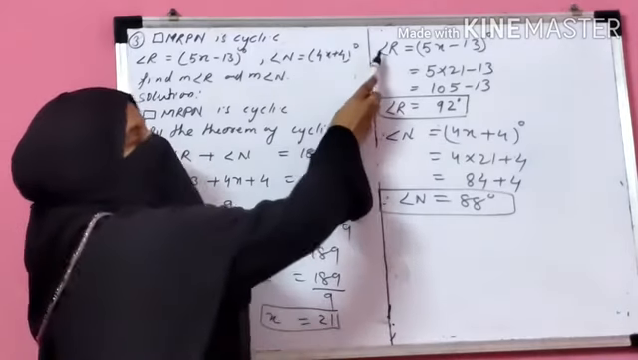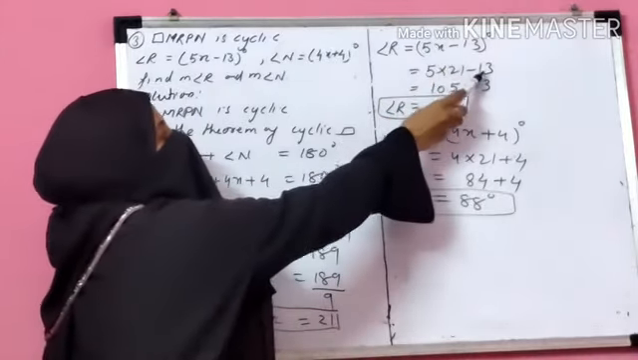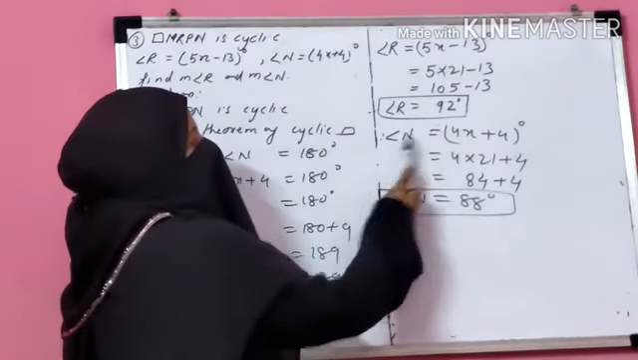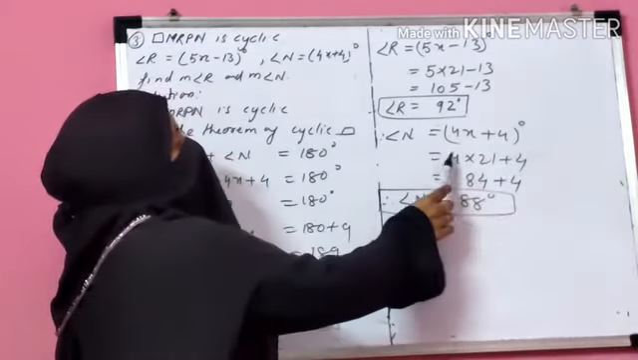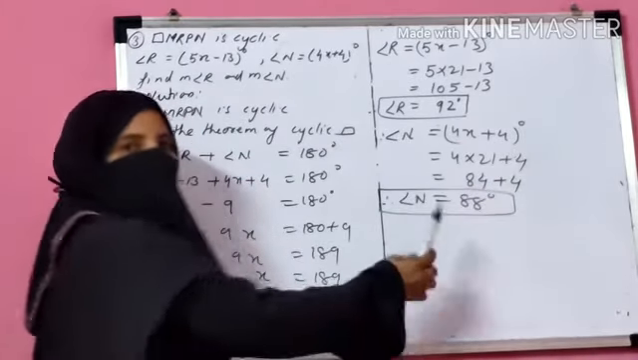Now find the value of angle R. Angle R is 5x minus 13 degrees. That is 5 multiplied by 21 minus 13, you get 92 degrees. Next, angle N is 4x plus 4 degrees. That means 4 multiplied by 21 plus 4. That means 84 plus 4 is 88 degrees.